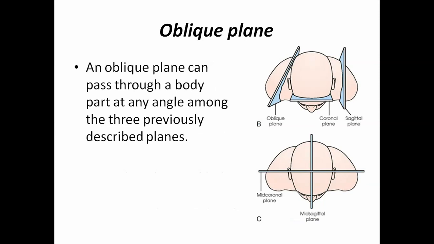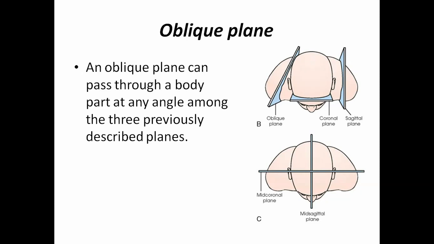The last one is the oblique plane, which you can see in this image. This is the coronal plane, how it divides anterior and posterior. This is the plane, how it divides the right and the left. This is the oblique plane, which enters both the coronal and sagittal planes. The oblique plane can pass through the part at any angle among the three planes we explained previously.